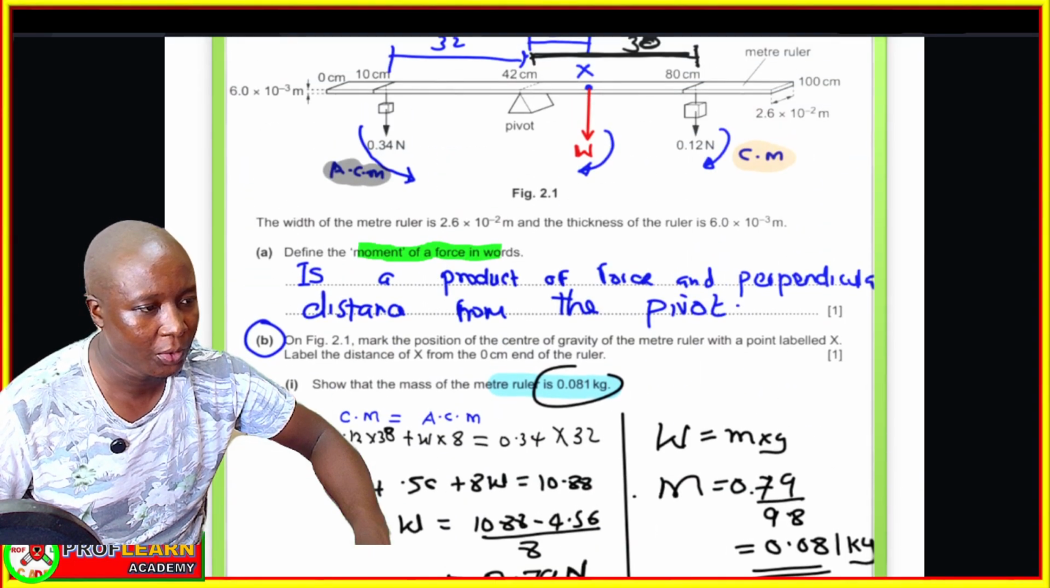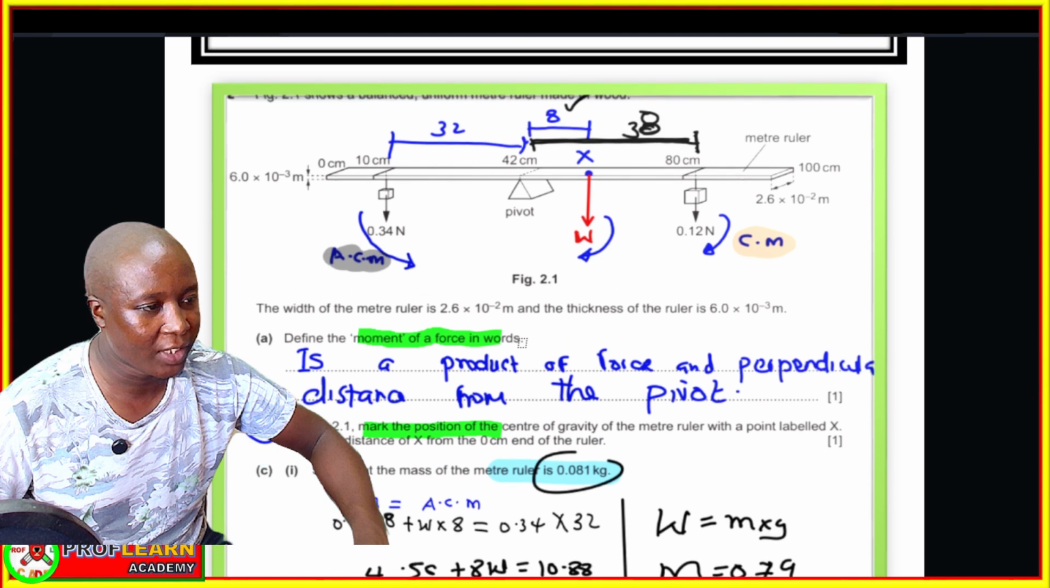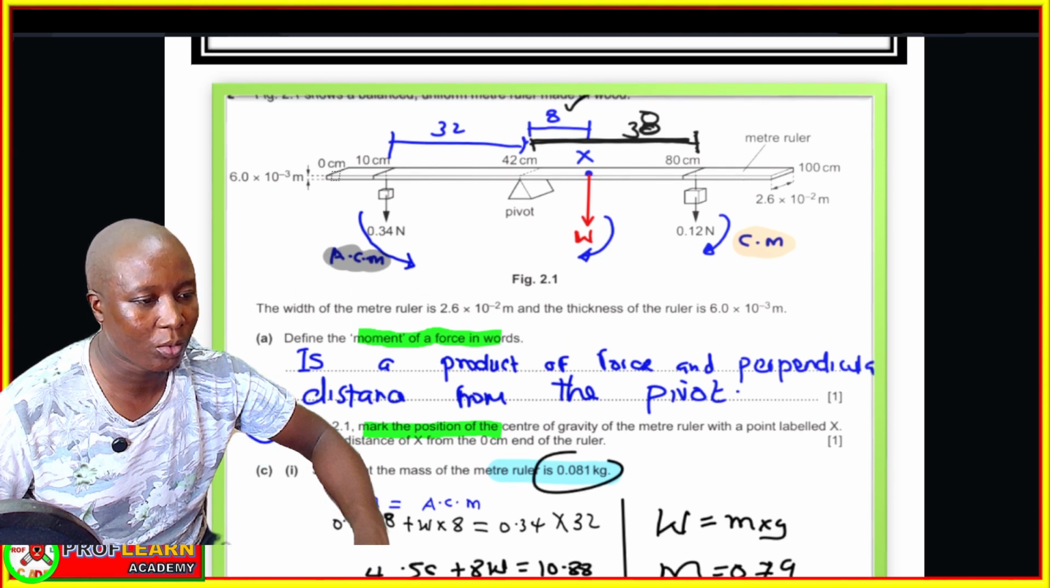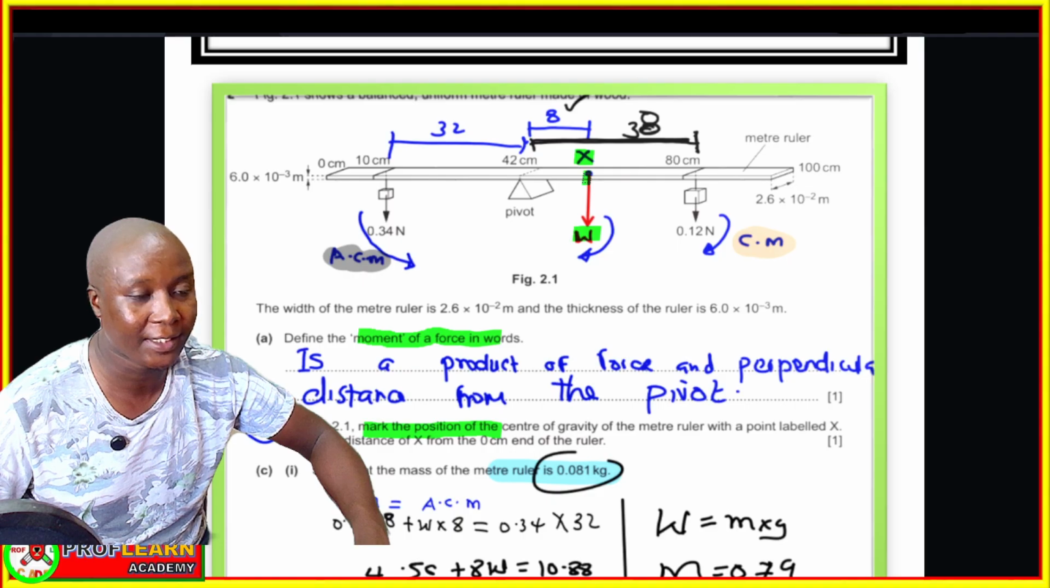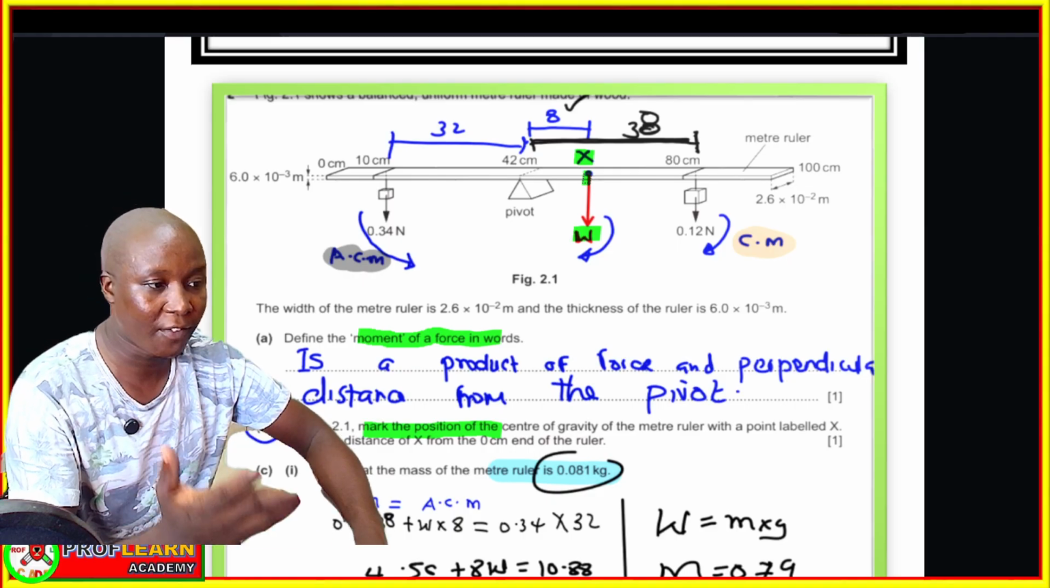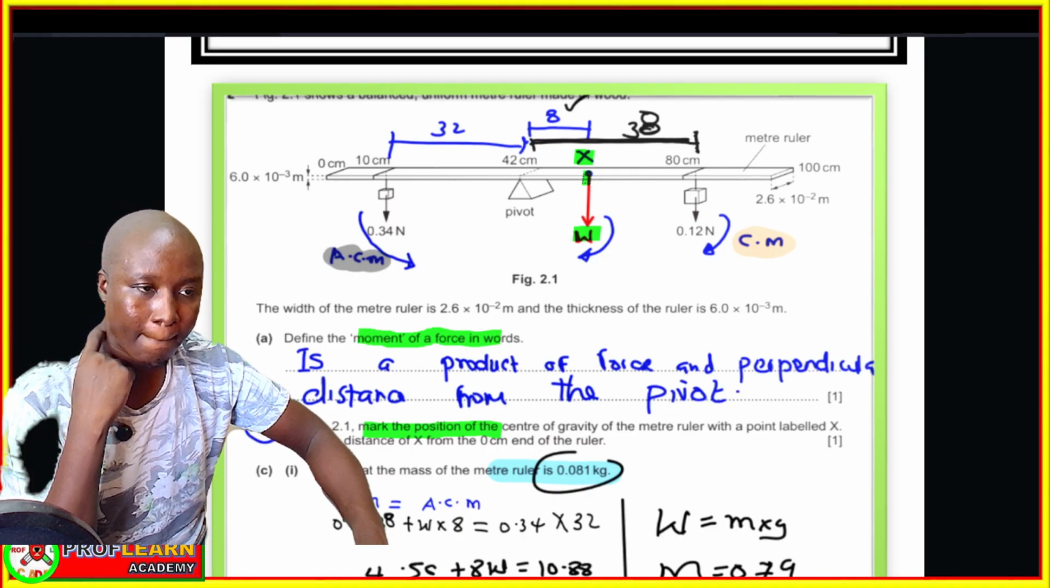Then number 2, a candidate was asked to mark a position where the center of gravity acts. So this was a meter rule. If it's a meter rule, it's 100 centimeters. So meaning the center of gravity, the COG, or the weight will be acting at the center of the meter rule. That's going to be the 50 centimeter mark.